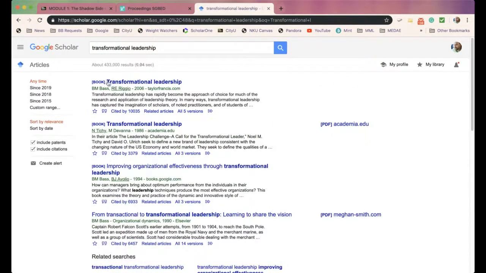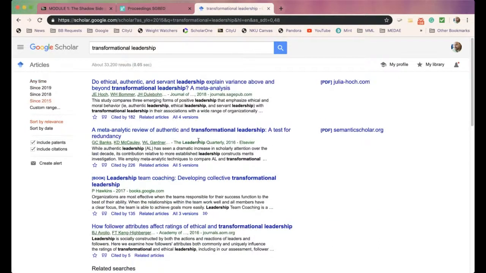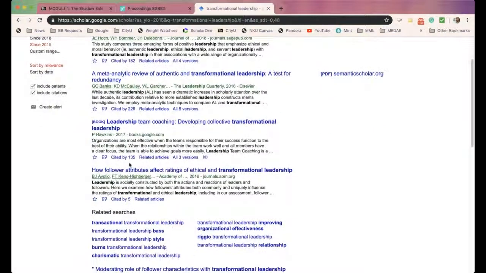So we've got some books, but we just want to look at articles. And let's say we want to look at articles since 2015, so we want them to be relevant. And you can see in the articles how many times they've been cited. This begins to tell you, are they important? What's the deal?